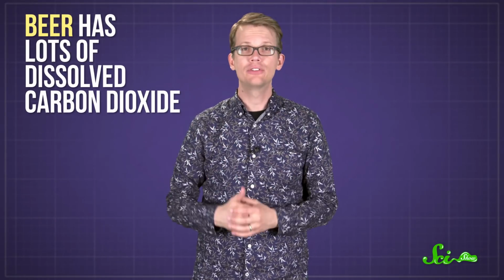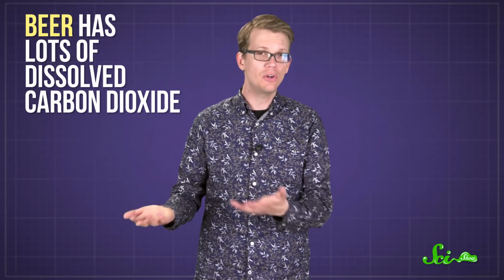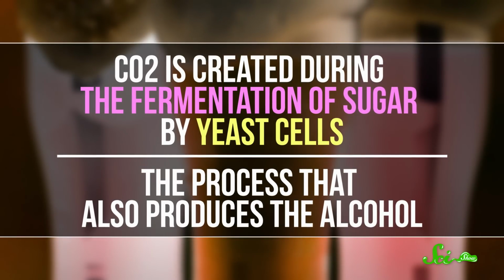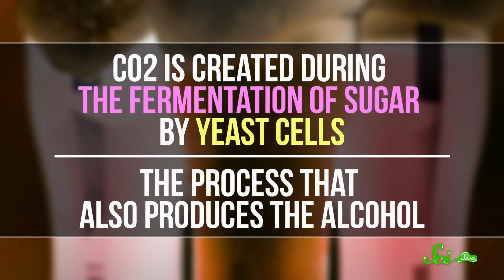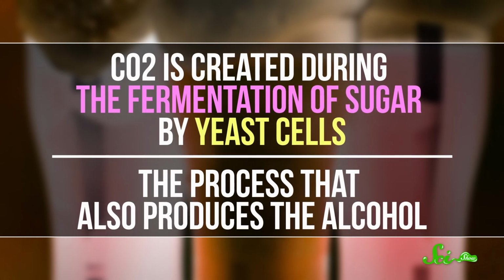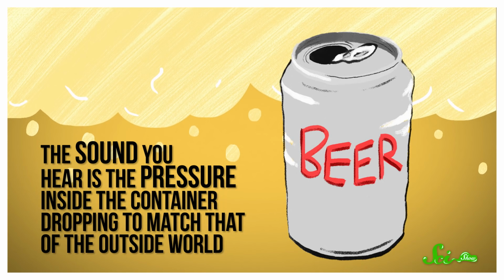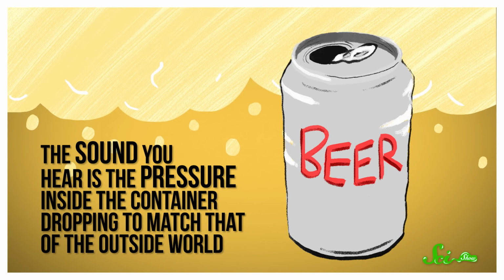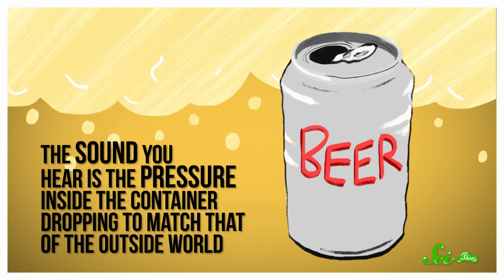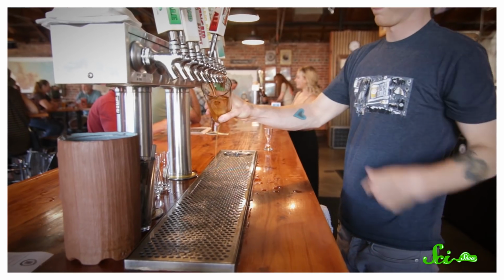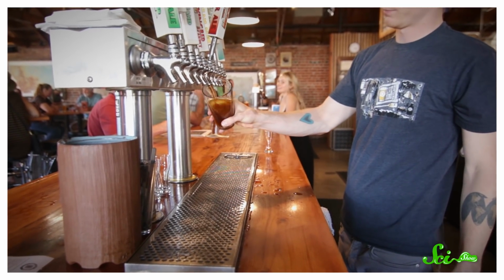Beer has lots of dissolved carbon dioxide, the same stuff that gives soda its bubbles. This CO2 is created during the fermentation of sugar by yeast cells, the process that also produces the alcohol. When you first crack open a can or bottle of beer, that whooshing sound you hear is the pressure inside the container dropping to match that of the outside world. In this process, a little bit of CO2 is released, but most of it stays trapped in the liquid. And when you tilt your glass while you pour your beer, you're stopping most of the remaining gas from escaping.